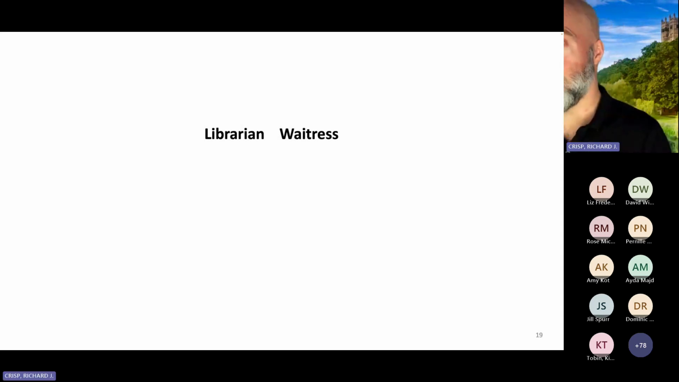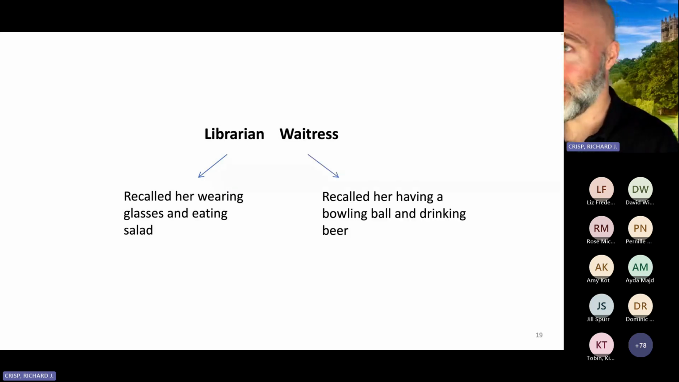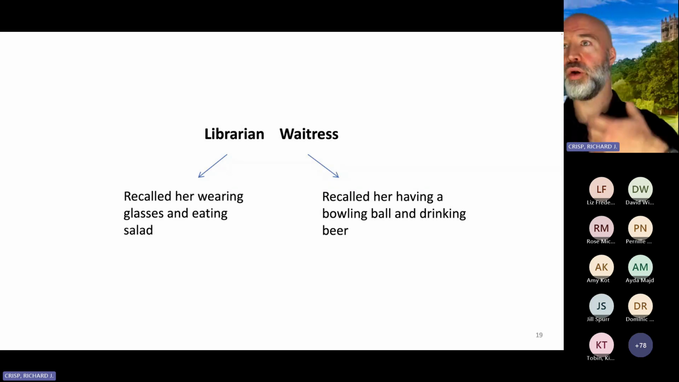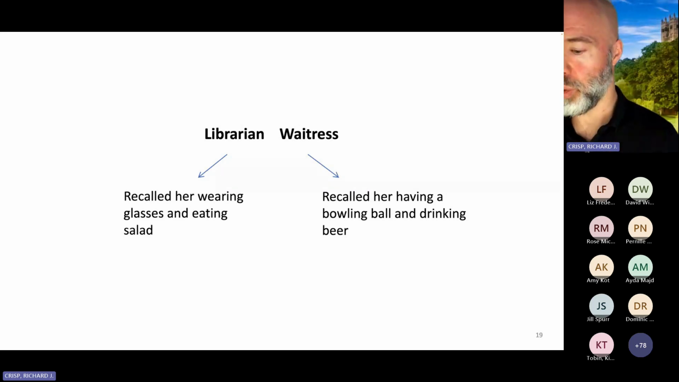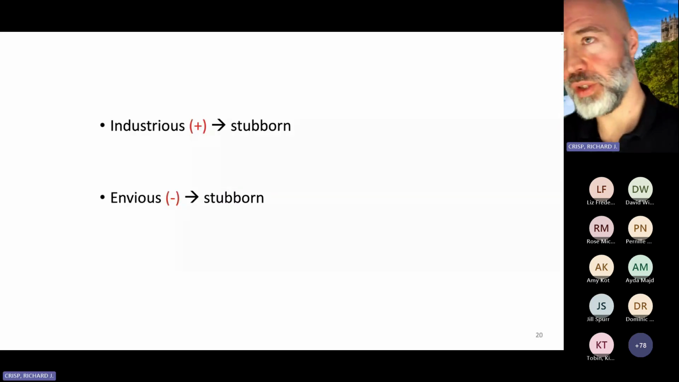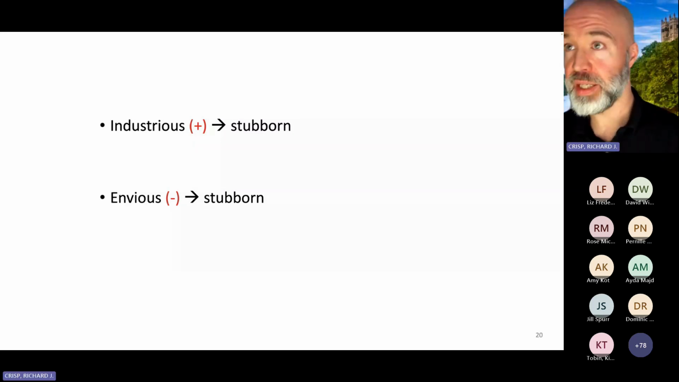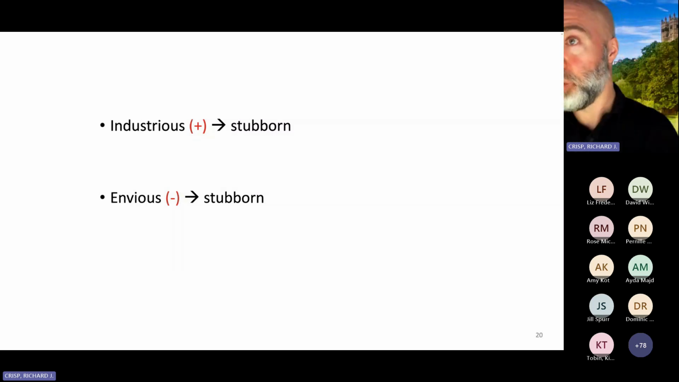The ones who were told she was a librarian remembered in the subsequent recall test that she was wearing glasses and eating salad. The ones who were told that she was a waitress recalled that she had a bowling ball and was drinking beer. All of this information was there, but we selectively process information depending upon the frame, depending upon the information that we have received prior to processing. This is really important for persuasive communications because it means what we're trying to convey is a function of what's gone before.